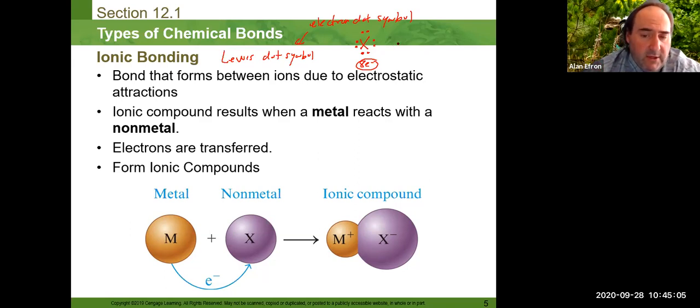So if I want to draw, for example, the formation of lithium fluoride, and if we think about those two guys, we have lithium, which has 3 valence electrons, 3 electrons total there on the periodic table.